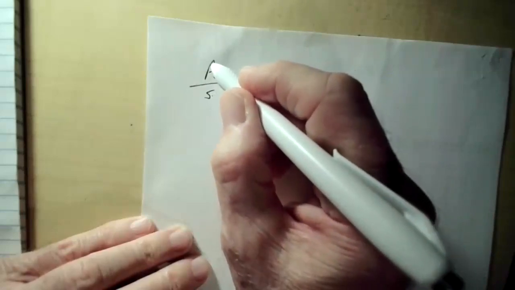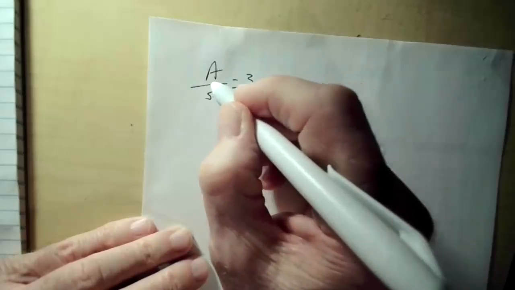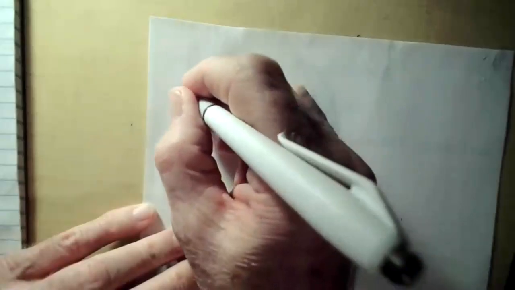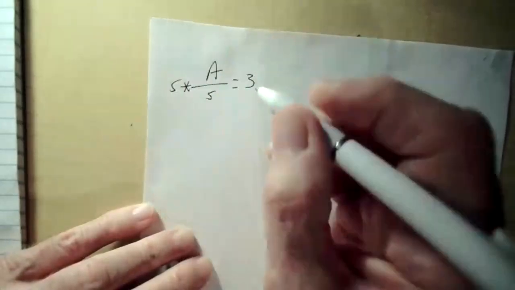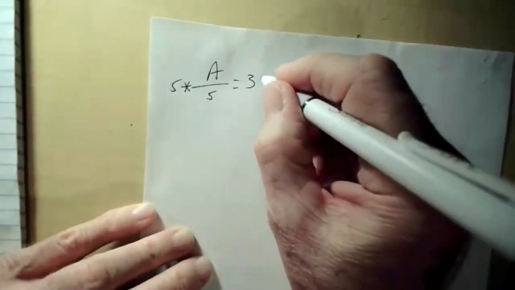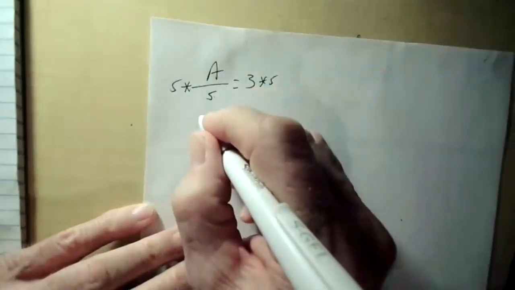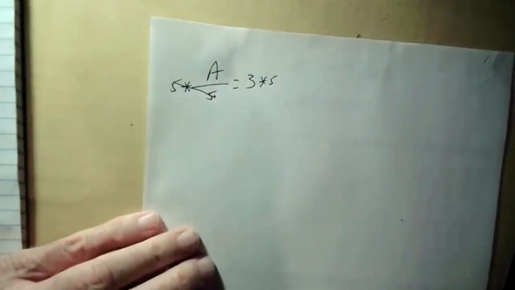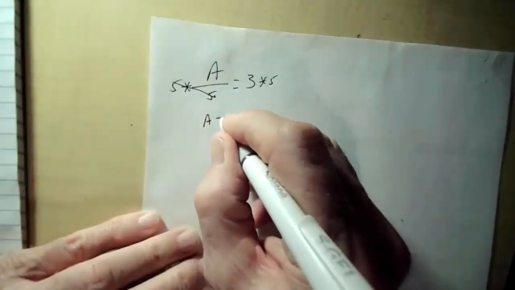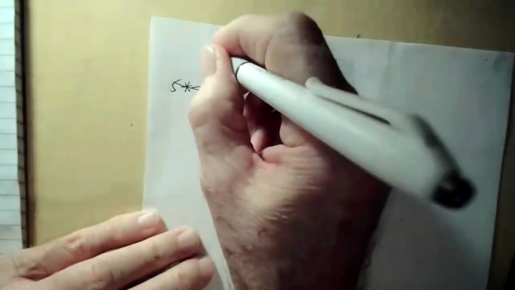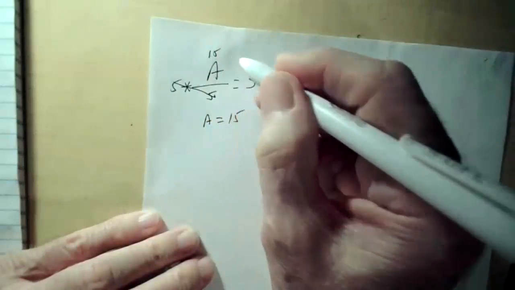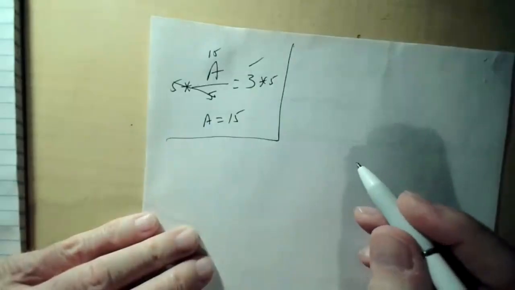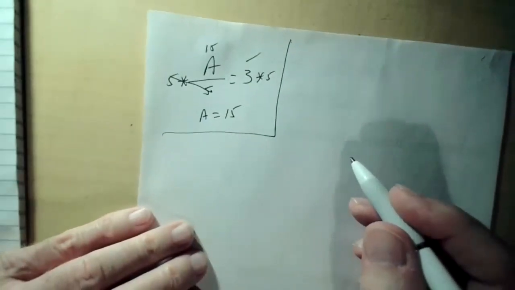If you have to put something like this in your calculator, you put it in from top to bottom. And again, the fraction bar means divided by. So how do we undo division? Multiplication. Multiply this by 5. Multiply this by 5. 5 divided by 5 is 1. So we have A is 15. Plug it back in. 15 divided by 5 is 3. So we are correct.